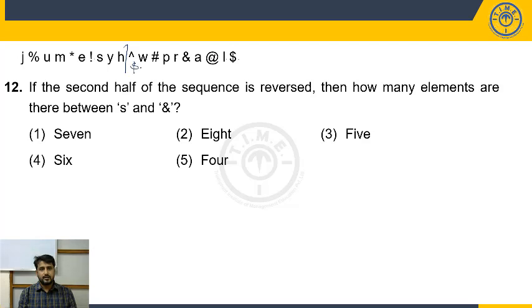This will be dollar and this will be L and this will be at the rate and A and percent. Now, the given question is how many elements are there between S and percent. Percent's new position is here, and S will be here only. So how many elements are there between? 1, 2, 3, 4, 5, 6. Choice 4. No need to write the remaining sequence.